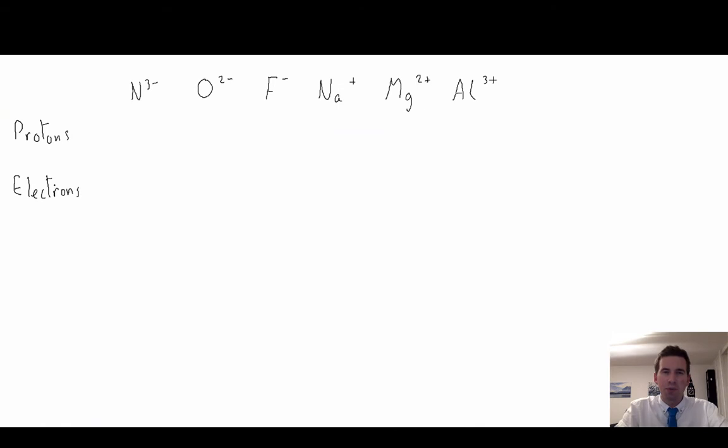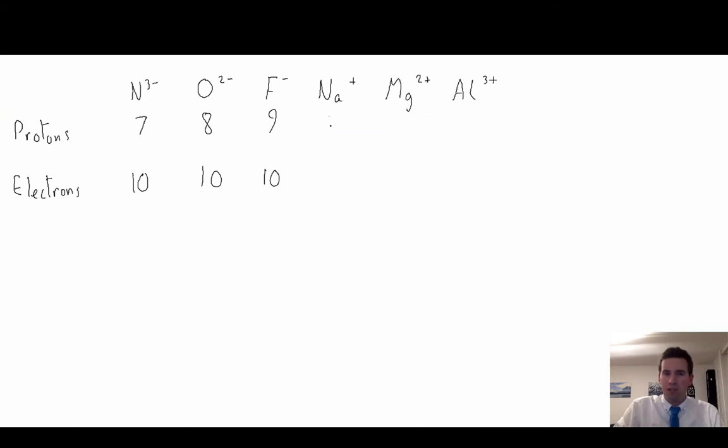And just list how many protons and electrons they have. So nitrogen has 7 protons. Now a nitrogen atom has 7 electrons, but this is an ion, it's a 3- ion. It has gained 3 additional electrons. Therefore it has 10 electrons. Oxygen has 8 protons. It's an ion, it has gained 2 electrons, so it also has 10. Fluorine, 9 protons, but it's F-, so it's gained an electron, 10 electrons. I hope you're spotting a trend.